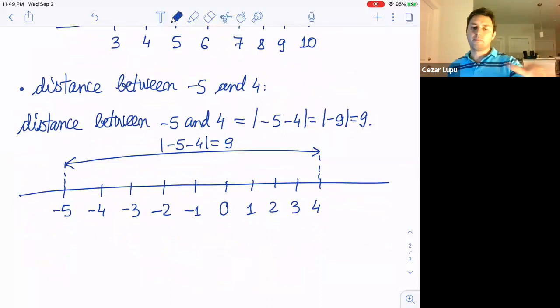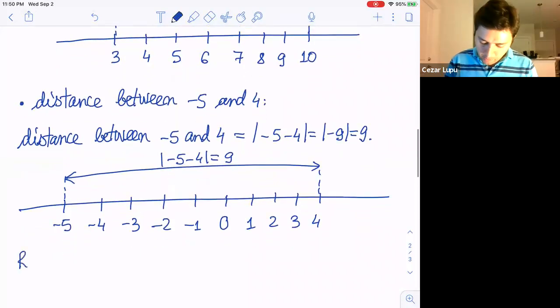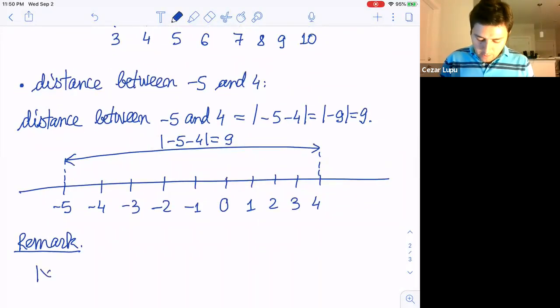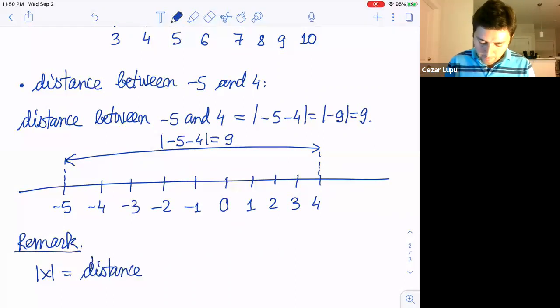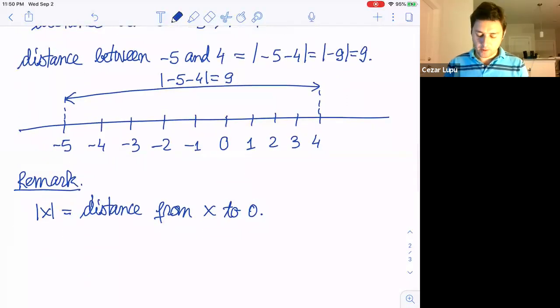But in my notes, if you look at them, there are plenty of other examples. And I want to go back and point out this remark, which goes back to my initial observation about the absolute value of x, which measures nothing else than just the distance from that point x to the origin. So let's say this: the absolute value of x is the distance from x to 0, right? Okay.